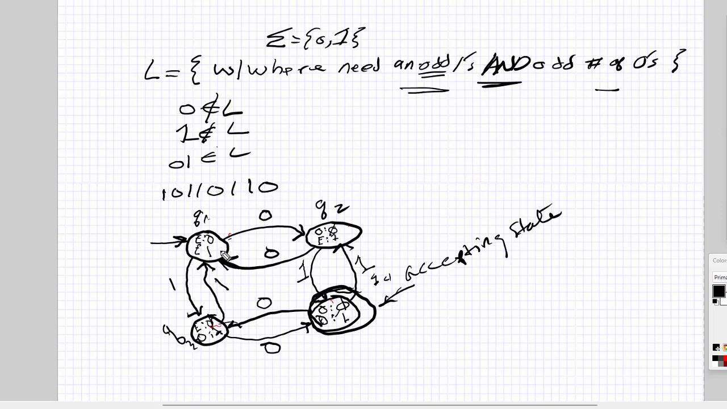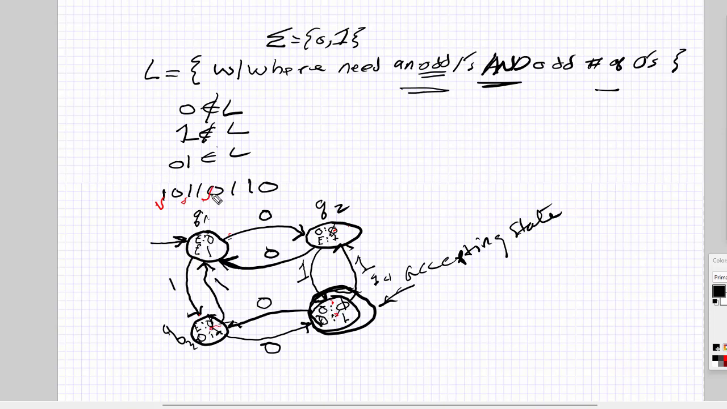Now 1, 0, 1, 1, 0, 1, 1, 0. So we did a 1, the first one, we go to this state. We did a 0, we go to this state. So that's an accepting state. We did another one, we go to this one. We read another one, we go back here.